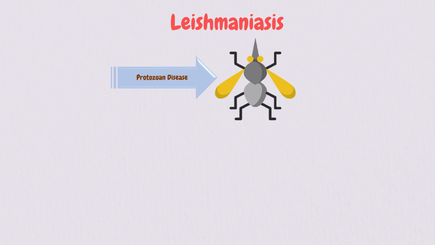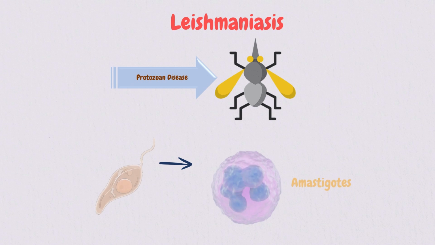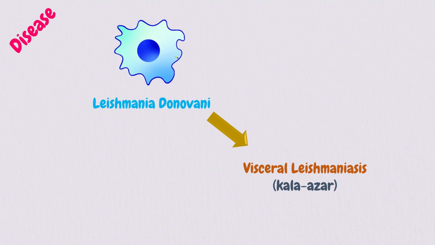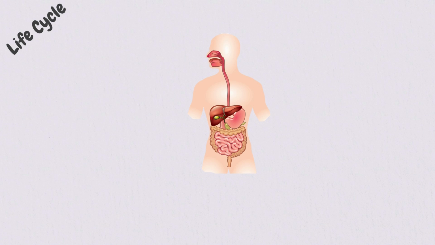This is a protozoan disease transmitted by sandflies, which inject infective promastigotes that adapt to survival in cells of the reticuloendothelial system as amastigotes. Leishmania donovani is the cause of Kala-Azar, that is visceral Leishmaniasis. The life cycle of Leishmania involves a variety of mammals such as human beings as reservoirs.